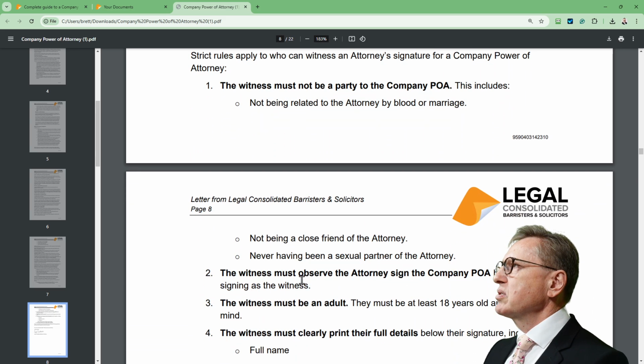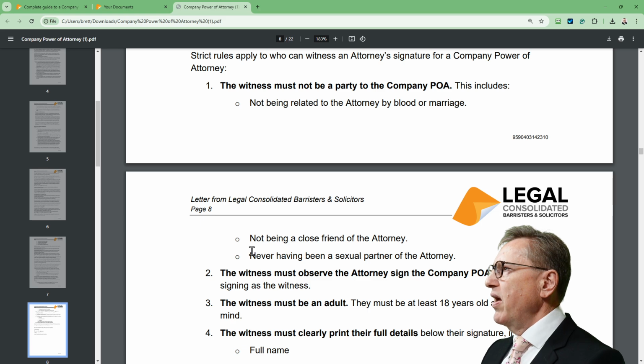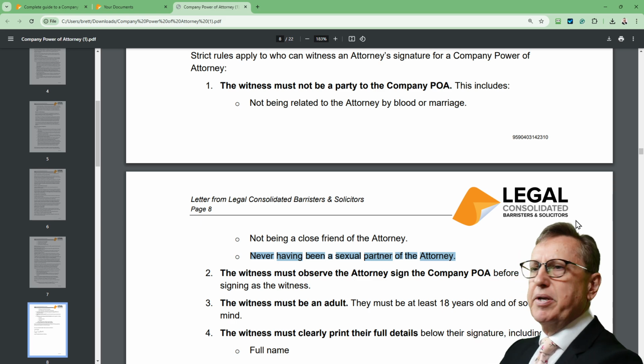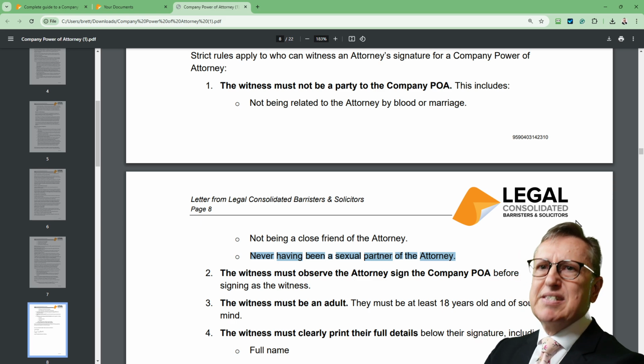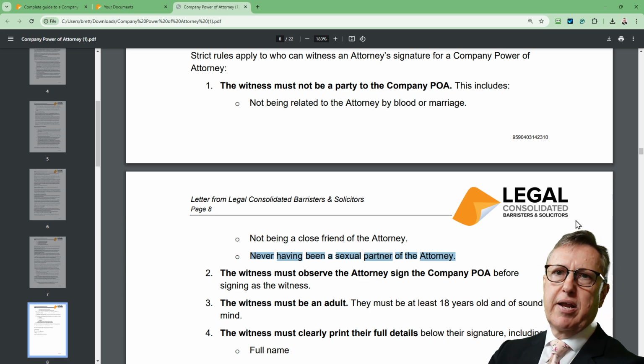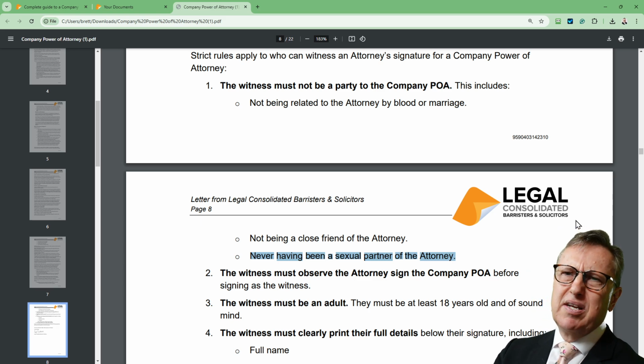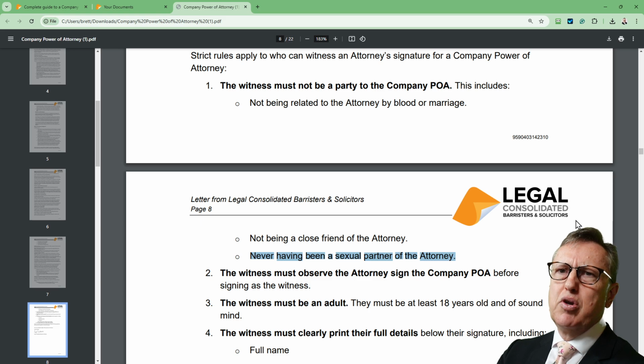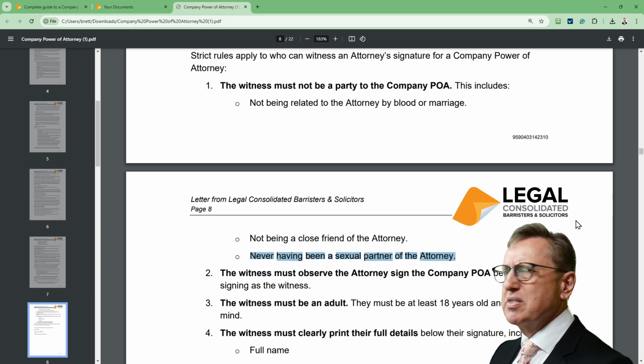The witness must never have been a sexual partner of the attorney. Goodness gracious me. So get someone that's independent as a witness. They must be over 18, of sound mind, and Australian. Oh, but we're in Bali at the time. Well, try not to be exotic. I've just said be demure. Try not to sign documents in Bali.